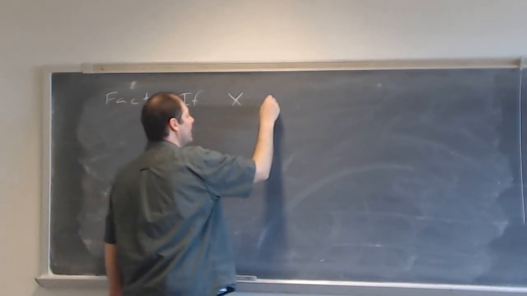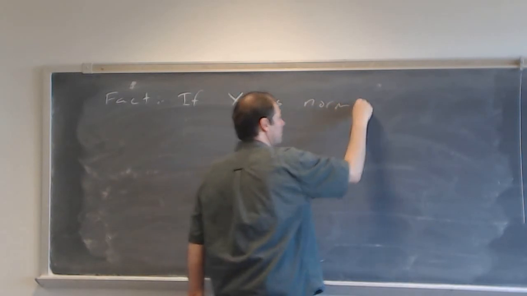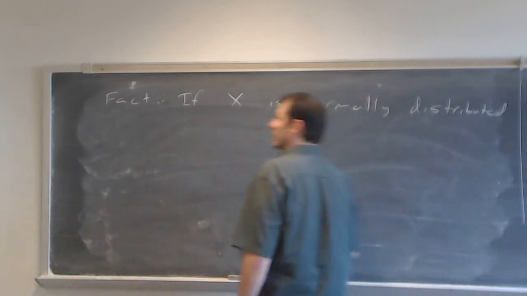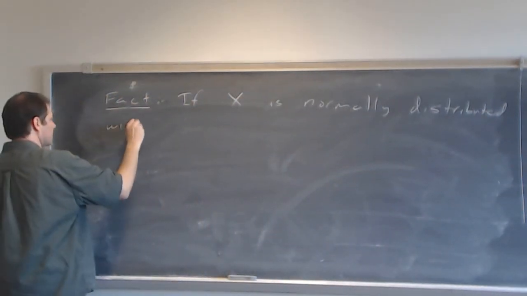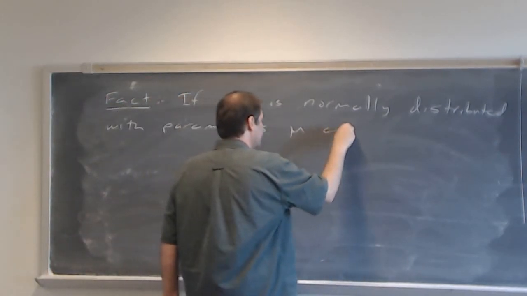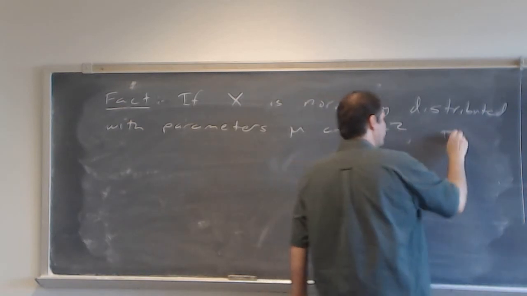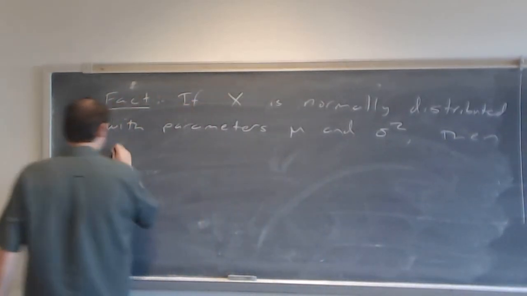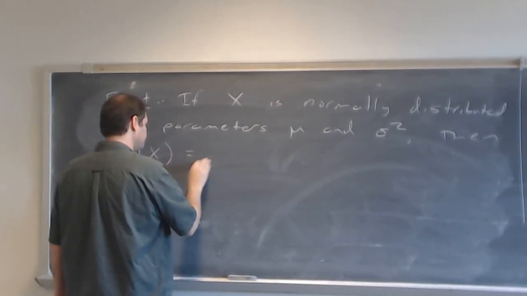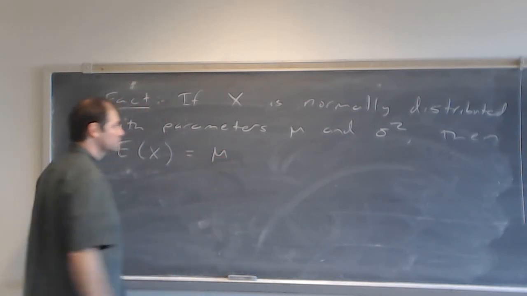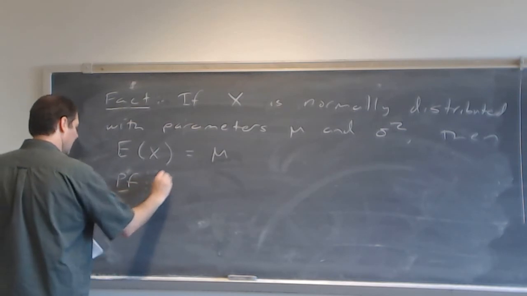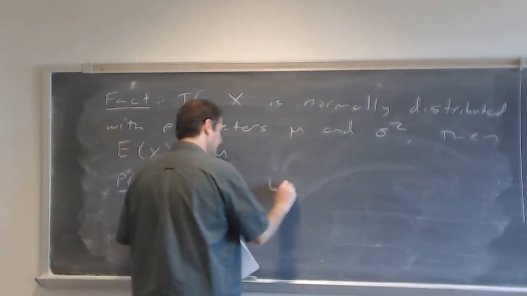If X is normally distributed with parameters mu and sigma squared, then the expected value of X is equal to mu. So here's the proof. I'm going to start off by letting Z be the standard normal.